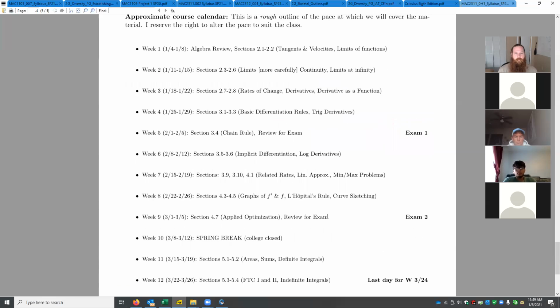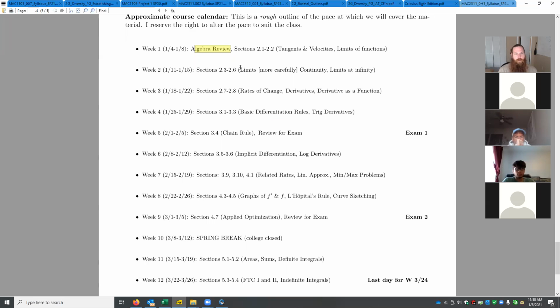Here's an outline for the course. It's very, very, very approximate. Things are likely to move around, but these are approximately the sections of the textbook we're going to cover in each week. So this week we're starting on a Wednesday, so some of this isn't going to make it in, but we're going to talk a little bit about tangents and velocities. We're going to talk a little bit about limits. We're going to do a little bit of algebra review, but not much because this is an honors class.